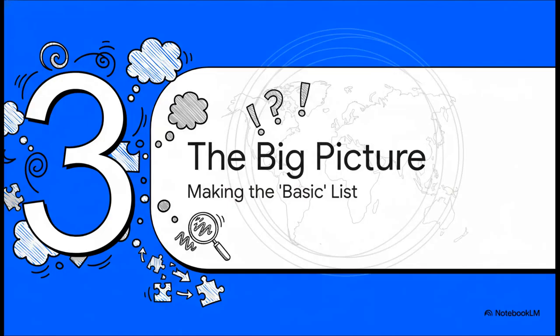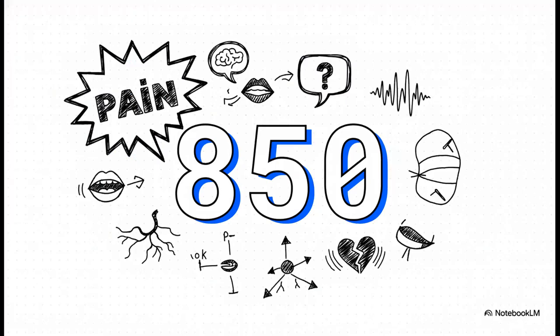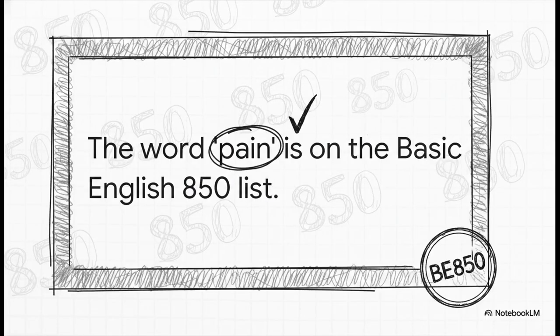So now we're going to zoom out and look at the big picture. We're going to see where this seemingly complicated little word fits into the grand scheme of things. And trust me, you might be surprised. 850? What on earth is that about? Well, that number, that's the key. It's the reason why pain, with all its different jobs and meanings, is actually considered one of the most basic, fundamental words we have. And there's the answer. Pain is on a list called the Basic English 850. It's one of only 850 words on that entire list.